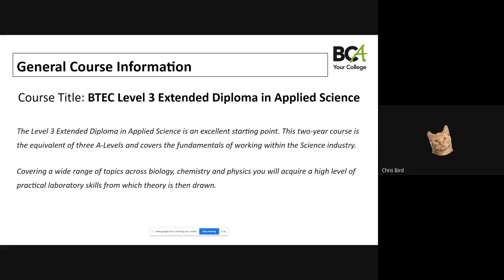So the course itself is called the BTEC Level 3 Extended Diploma in Applied Science. It's a 2-year course and it is the equivalent of 3 A-levels. So it covers a wide range of topics from biology, chemistry and physics, and the purpose of the course is to give students that theoretical understanding of those 3 topics, as well as applying those science subjects within the lab setting as well. So it's not just about the theory, but also applying those skills which will give them that platform to go straight into employment or straight to university.